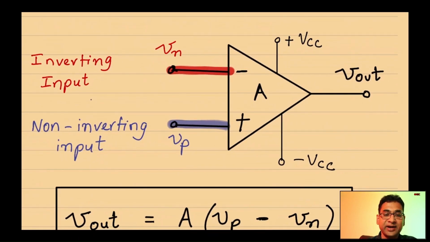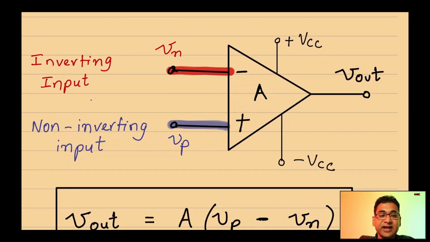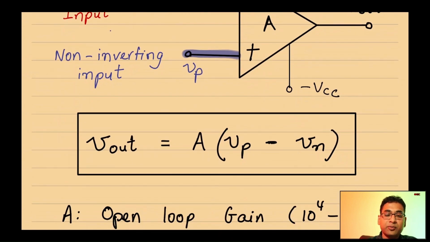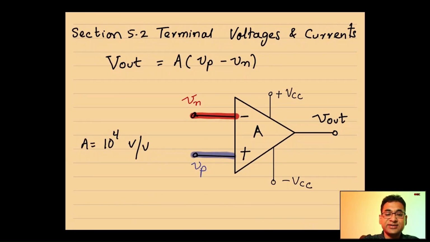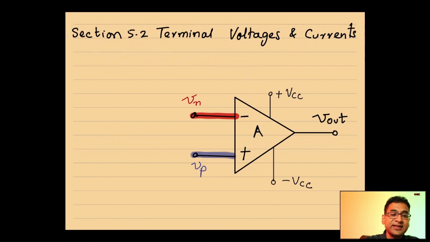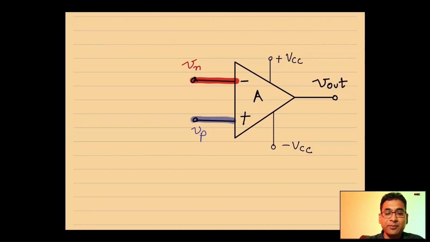It's a 3-terminal device, remember? There is a VN, there is a VP, and then V output. V output is A times VP minus VN. In this section, what we are going to do is to simply look at the 3 terminals again a little bit closely. So here is the same operational amplifier with its VN terminal and VP terminal.